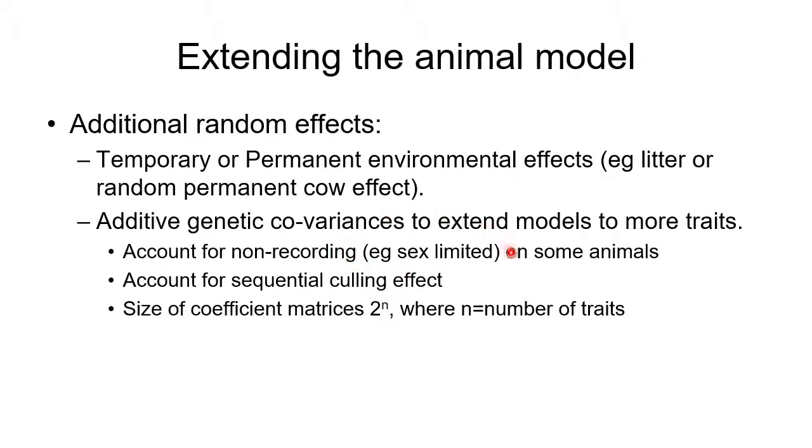Also, sex-limited traits where you can't measure milk on a bull, but you can also include some of the traits on the bull in your covariance structure. I have mentioned sequential culling as well.